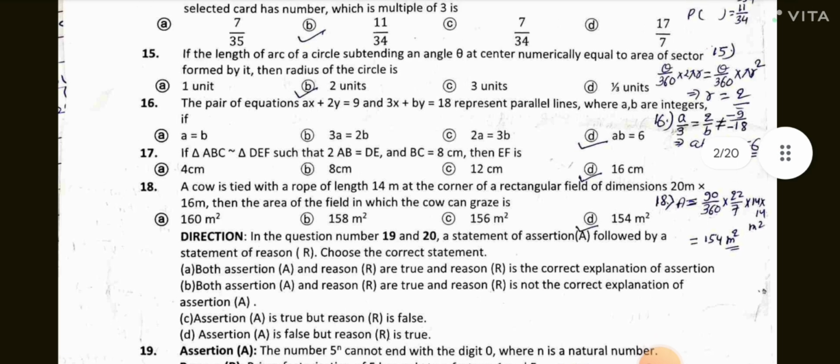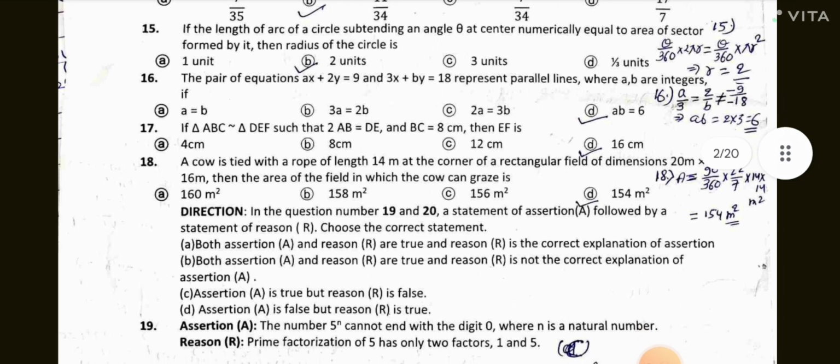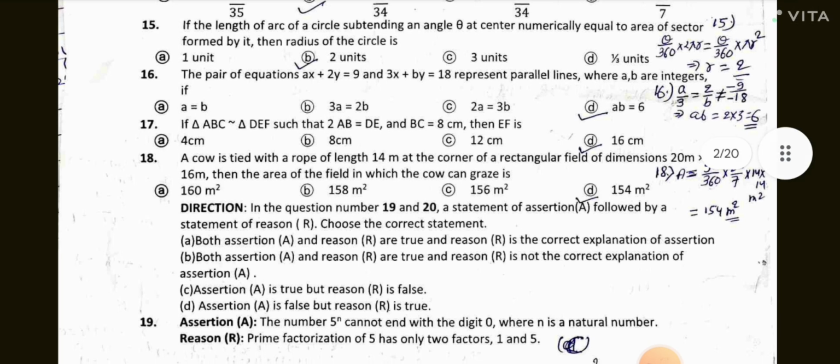Question 16. A pair of equations ax plus 2y equals 9 and 3x plus by equals 18 represents parallel lines. When is it possible for lines to be parallel? If a1 by a2 equals b1 by b2 not equal to c1 by c2. So here a1 means a, a2 means 3, b1 means 2 and b2 means b.